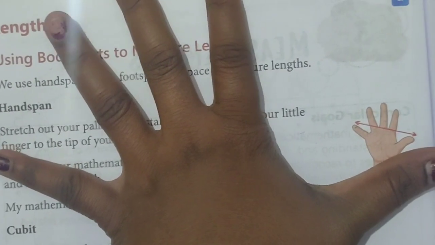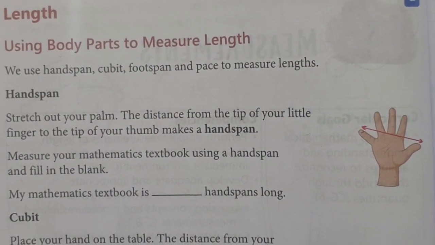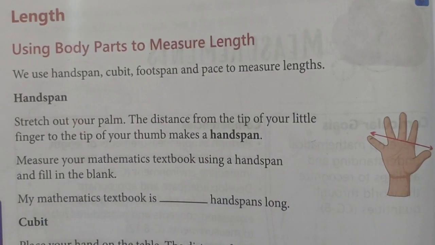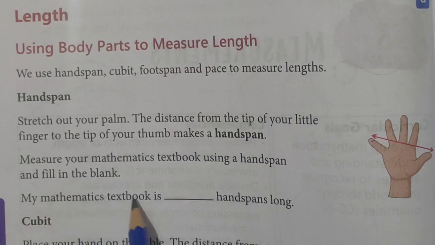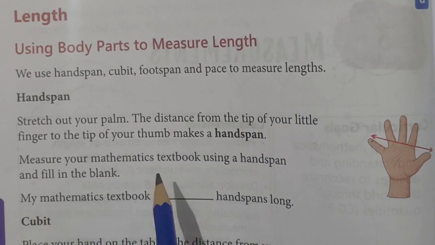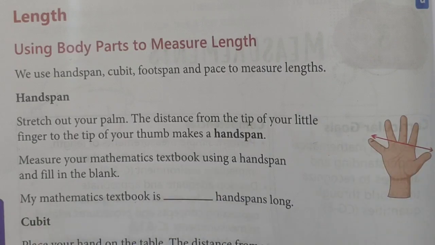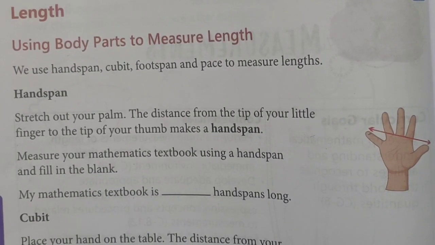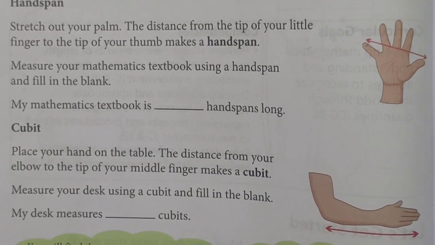That means what is the length of the textbook? 1 handspan of mine. Now, as your hands are smaller, the length may vary as per your handspan. Now this activity you have to do: measure your mathematics textbook using handspan. How to measure it? Stretch your palm and then take the distance from the tip of your little finger to the thumb. Now next, cubit is there. After this I will show you how to measure the cubit.